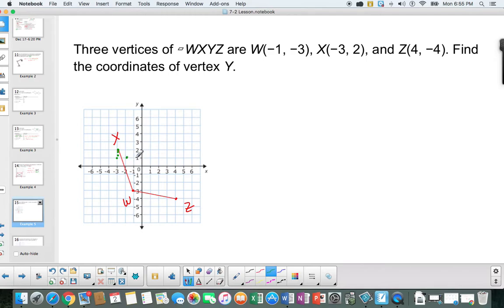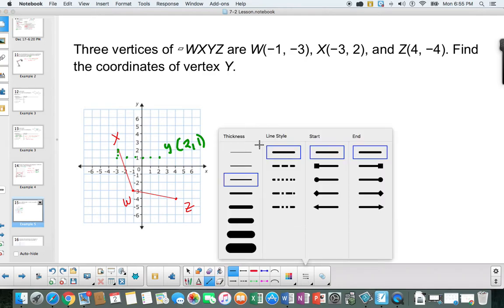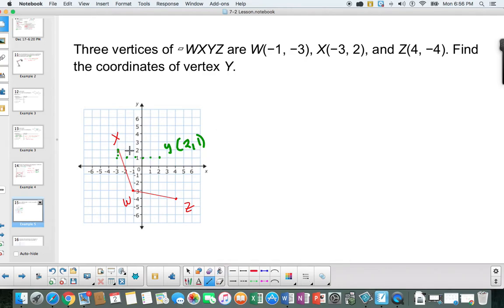So 1, 2, 3, 4, 5. Okay, so when I do that, then this will be my point Y, and that is the point 2, 1. So 2, 1 will allow me to create this parallelogram. So I'm going to go ahead and connect, and then connect right here. And you can see I do get a parallelogram right there.